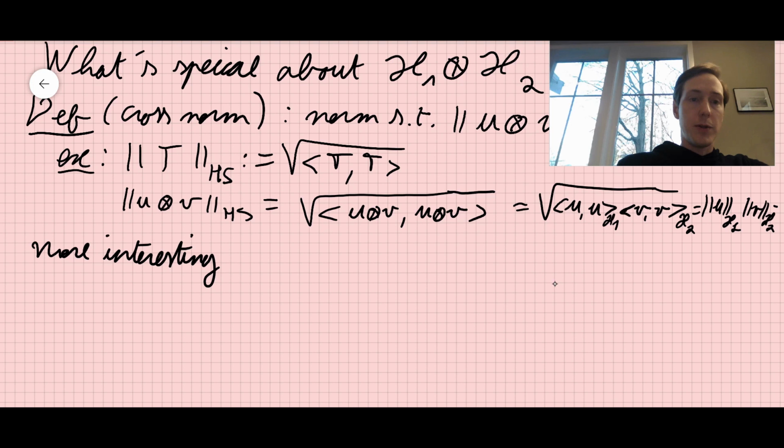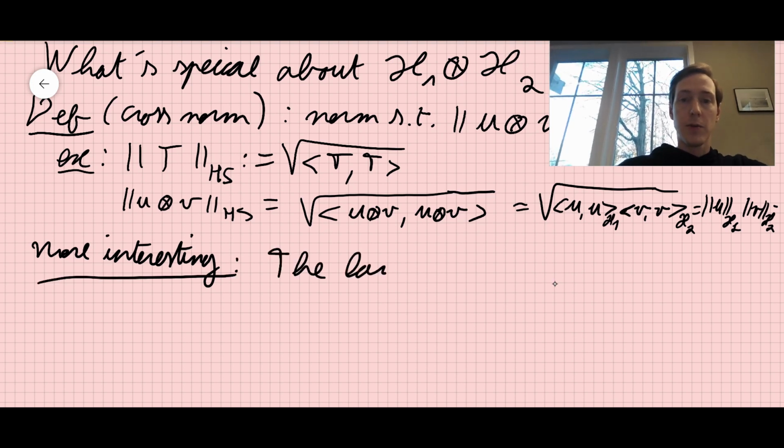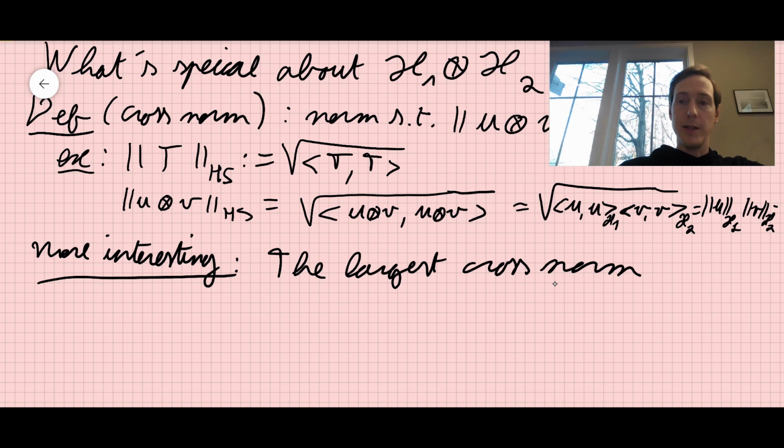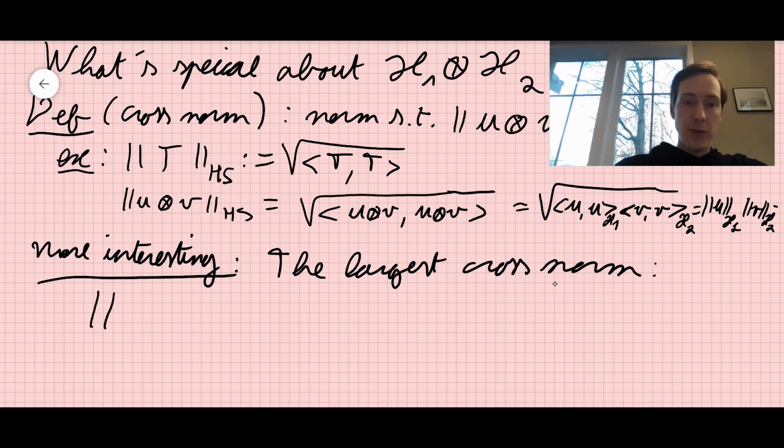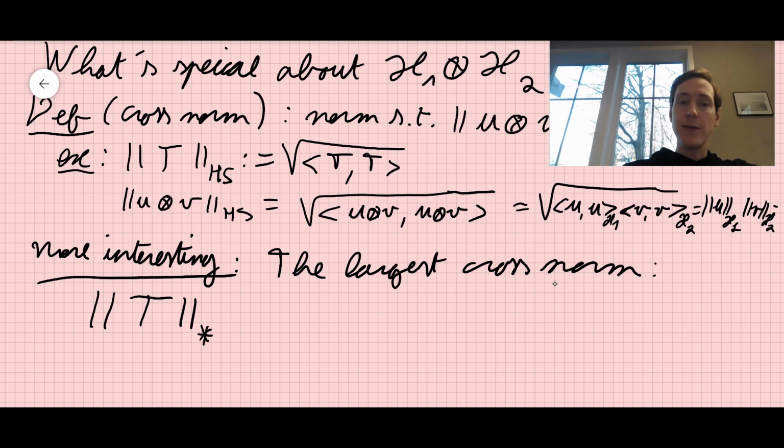Here is a more interesting example: the largest cross norm. So what is the largest cross norm? I'm just going to write what it is and then tell you why it is the largest. The largest is the norm of T, and I'm going to write a star. I define the norm star as the largest possible cross norm, and there will be a reason why this comes with a star. It will be the dual of some other norm that we really like.